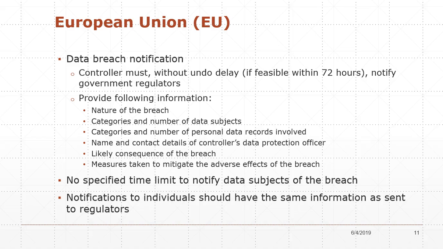For data breach notification, the controller must, without undue delay, and if feasible within 72 hours, notify government regulators and provide the following information: the nature of the breach, categories and number of data subjects, categories and number of personal data records involved, the name and contact details of the controller's data protection officer, the likely consequence of the data breach, and measures taken to mitigate the adverse effects of the breach. There's no real specified time limit to notify the data subjects of the breach, however, and notifications to individuals should have the same information as sent to the regulators.